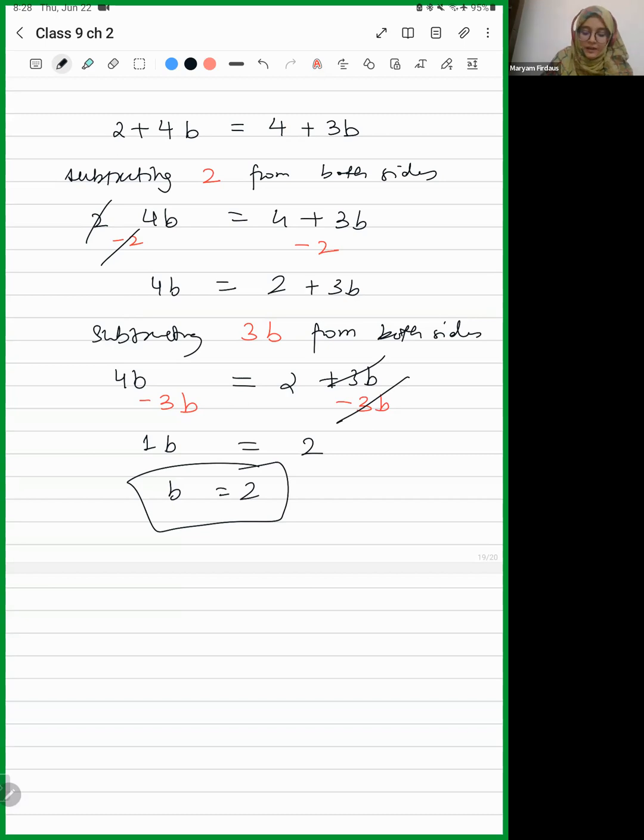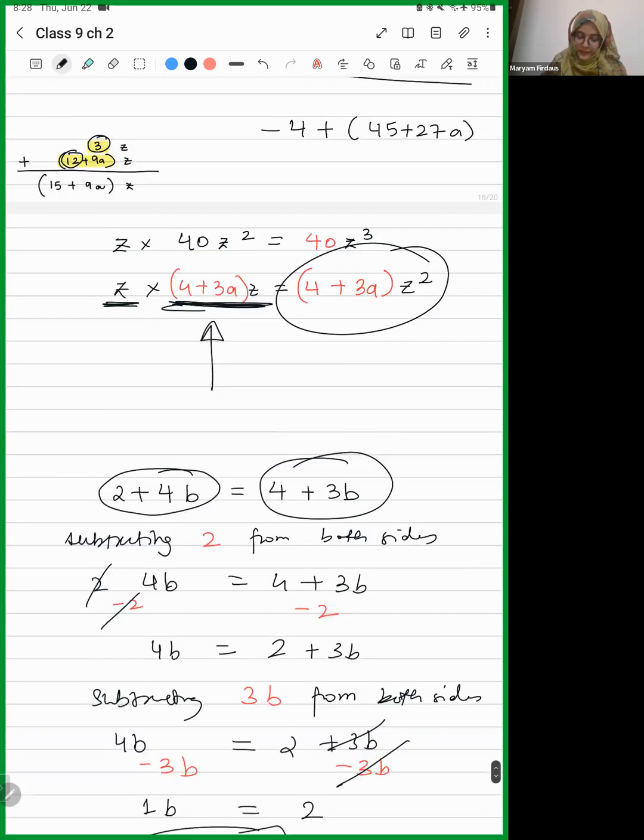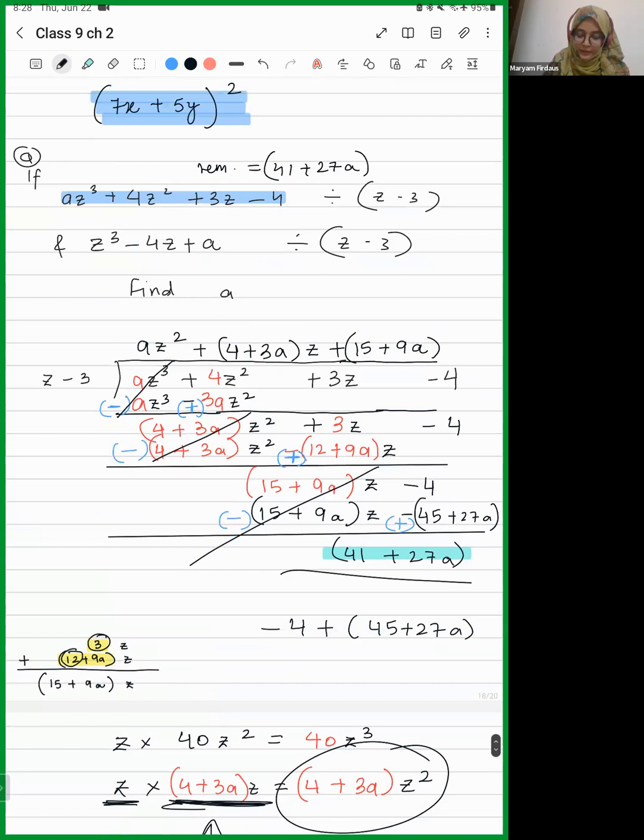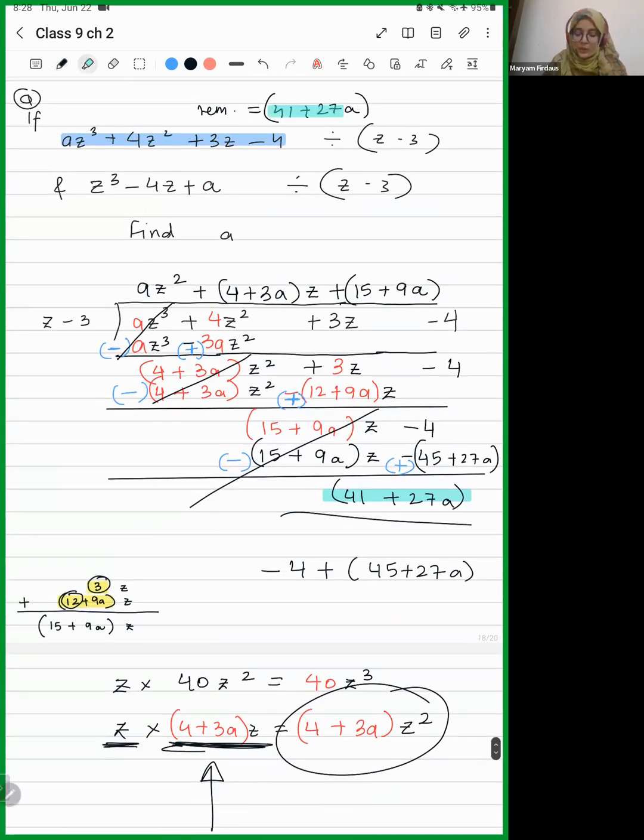How did we solve? This is one expression, 2 plus 4b, that is equal to another different expression, 4 plus 3b. So can you think, is it possible that here also we can have the same situation, that 41 plus 27a will be equal to something, which will be the remainder, but that won't be the same as 41 plus 27a. Their values will be the same, but it won't be 41 plus 27a. It will be something plus something else. Do you think it's possible? Yes.